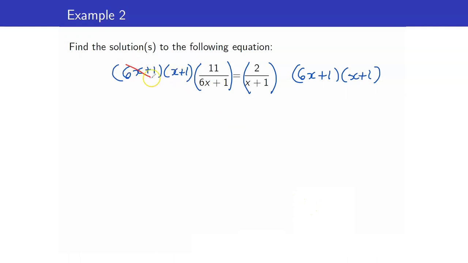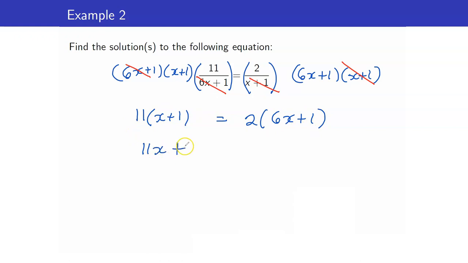We now cancel 6x plus 1 here and x plus 1 here. Take note that I did this. I can cancel it this way because I have only one term inside your parenthesis here. There is no need to distribute. But if you have two or more terms here, do not do this. You have to do it from the top of your head, or you can just use scratch paper. On the left-hand side, I am left with 11 times x plus 1 is equal to 2 times 6x plus 1.